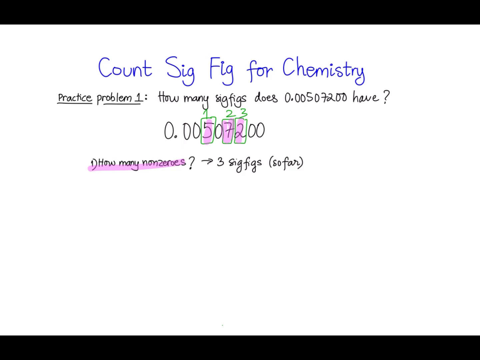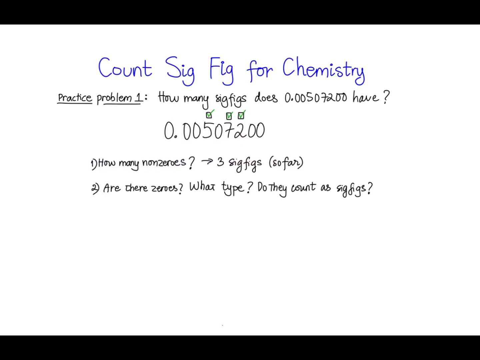So far, there will be 3 sigfigs, right? Because all non-zero digits count as sigfigs. Secondly, ask yourself, are there zeros? And if they are, what type are they? And do they count as sigfigs?